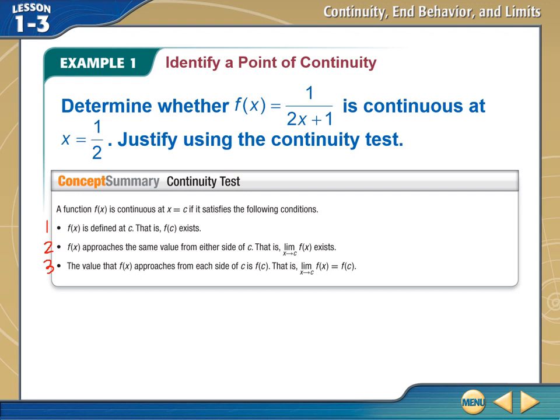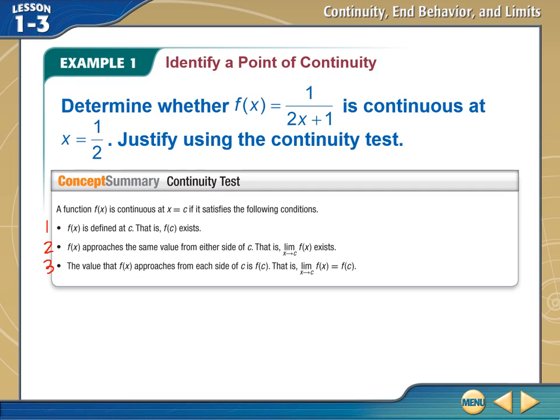So basically, number 1, we will find f of c. Number 2, we will find the limit as x approaches c. Number 3, we will check if f of c is equal to the limit as x approaches c of f of x or not. If these 2 points are equal to each other or not. And this is called the continuity test.